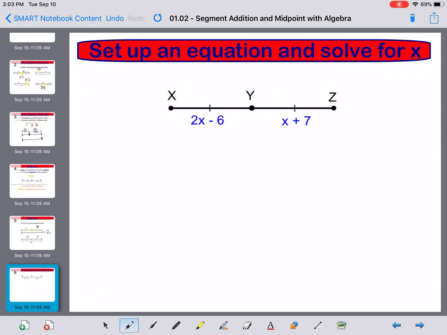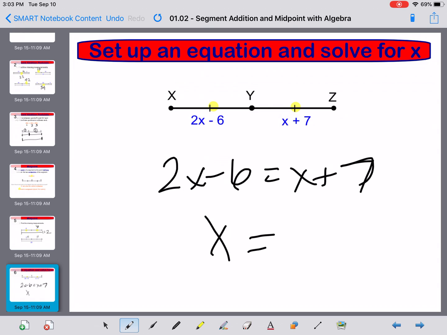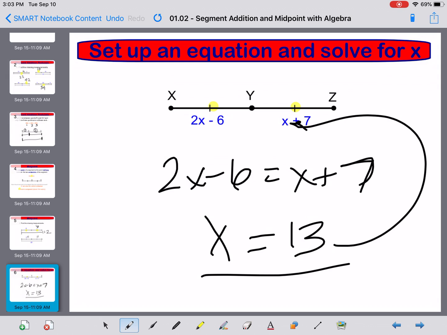All right, so we have 2x minus 6 and x plus 7. The giveaway is here and here. Those are congruency symbols, so I need to set them equal to each other. 2x minus 6 equals x plus 7. Now we're just doing basic math. Bring the x over, and we get 13. We're just finding the value of x. I could plug it in and figure out what this whole thing is. If I plug it in for x, 13 times 2 is 26, minus 6 is 20, and x plus 7 is also 20, which makes sense because they're congruent.